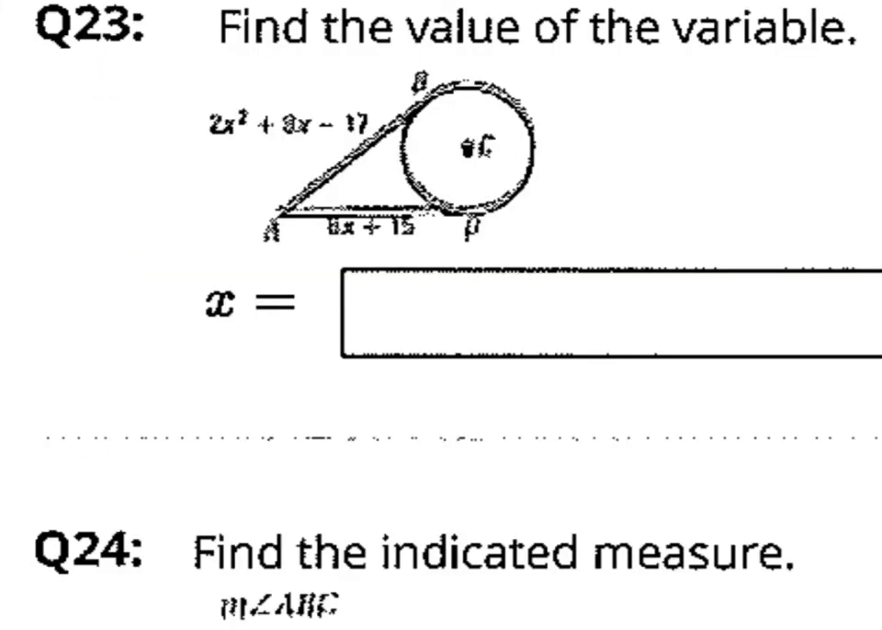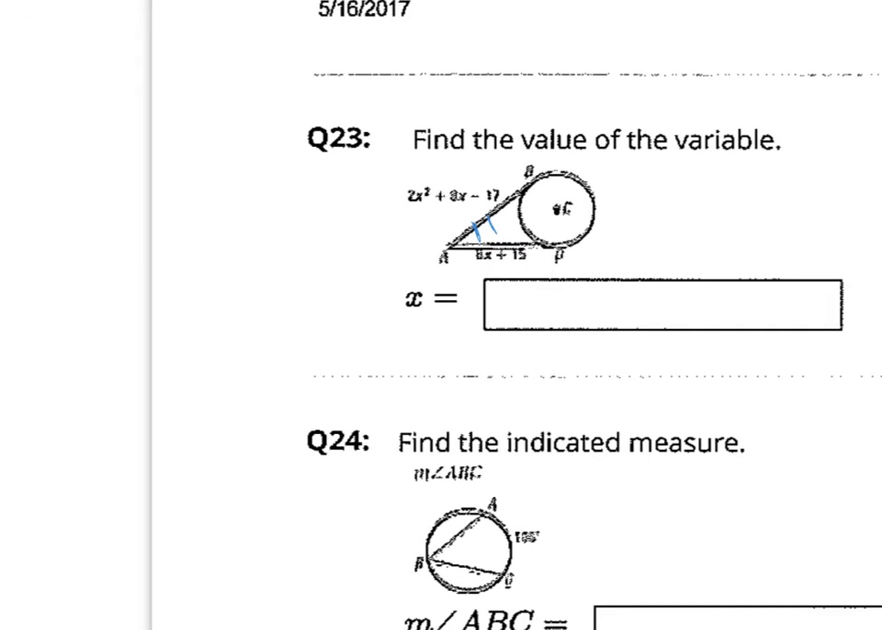Number 23, you're going to set these two sides equal to each other. I believe that's 2x squared plus 8x minus 17 equal to 8x plus 15. I believe that's what it means. Again, you can always ask us, but we're setting those two sides equal to each other, getting all the x's on one side, all the numbers on the other, and figuring out what the value of x is in number 23.